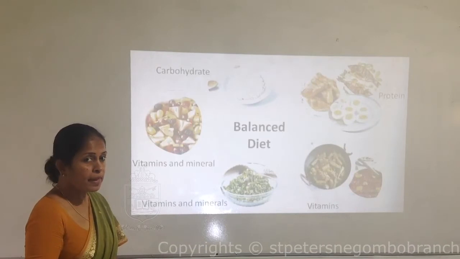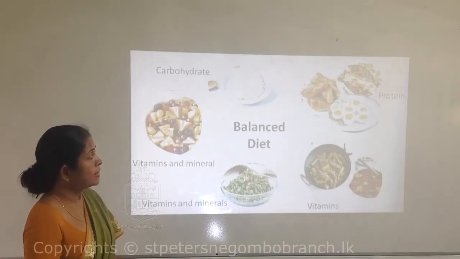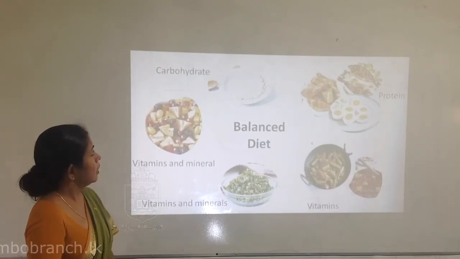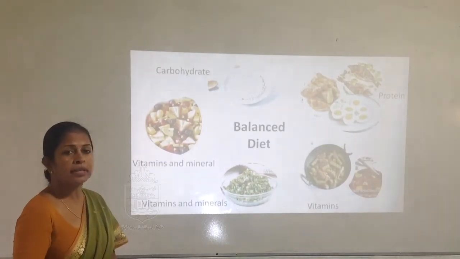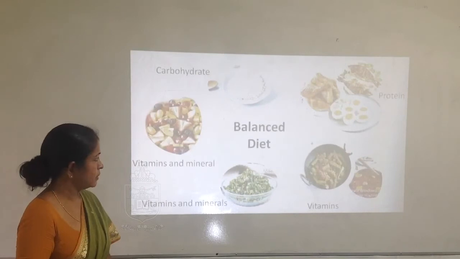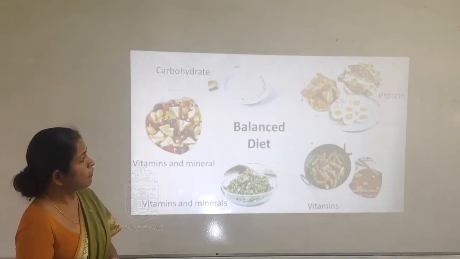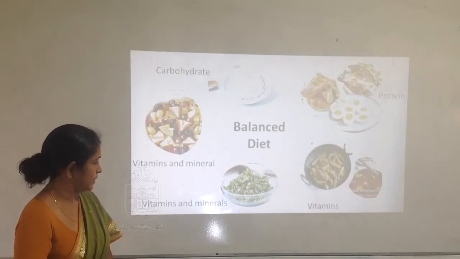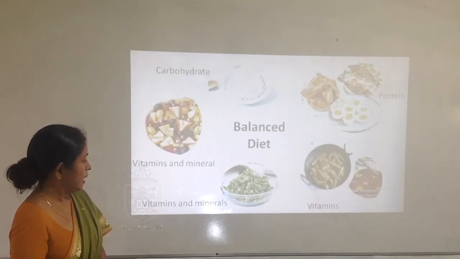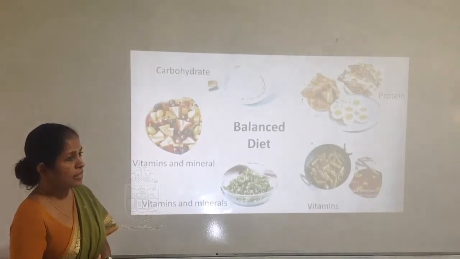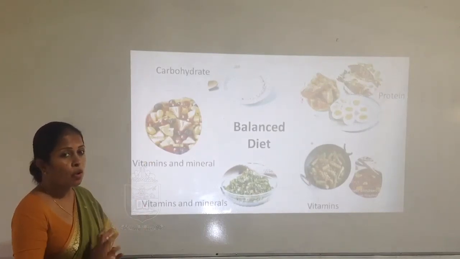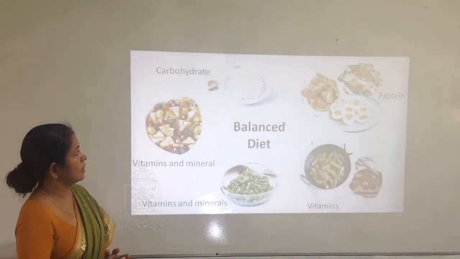So first, for the balanced meal, we have to add carbohydrates. What are the foods with carbohydrates? What are the foods with proteins? What are the foods with vitamins? What are the foods with minerals? So, for the balanced diet, it has to include all these 5.